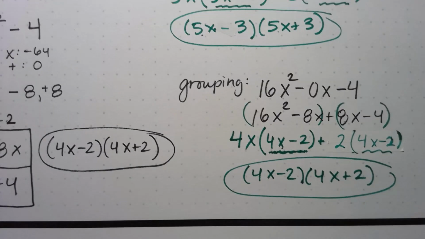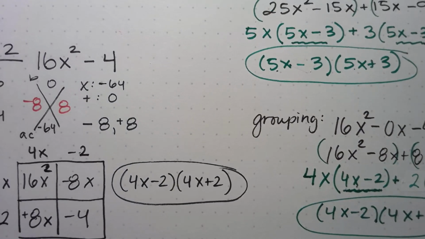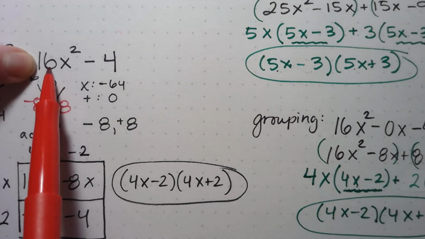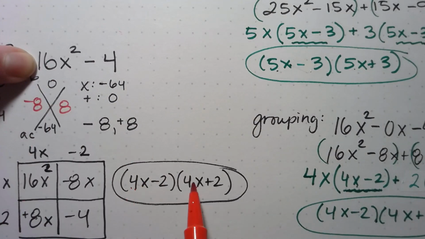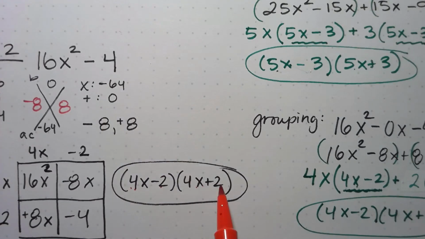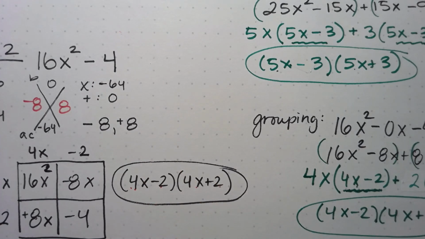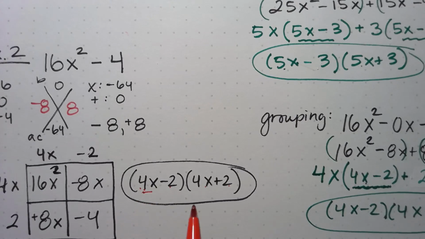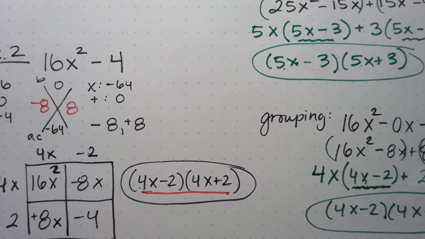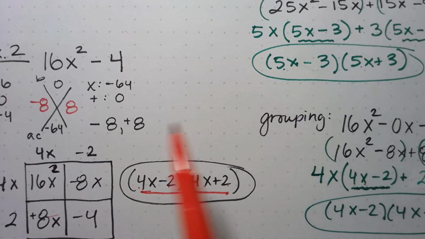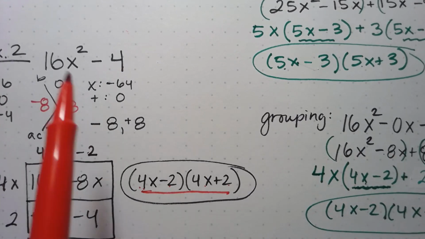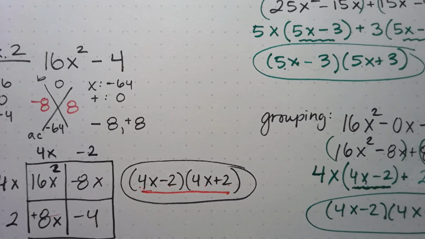And what we notice, if we go back to our original, the square root of 16x squared is 4x. The square root of 4 is 2. Because they're being subtracted, I'm going to have minus 2 and plus 2. So you could, by rights, come to this factored answer without the area model and without the grouping model, if you've got a difference of perfect squares. Let's look at another example.